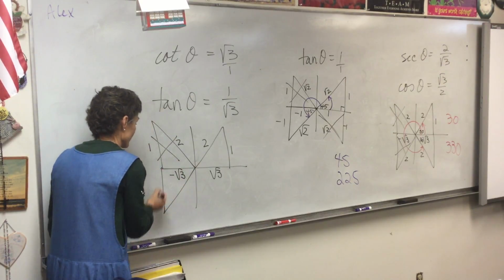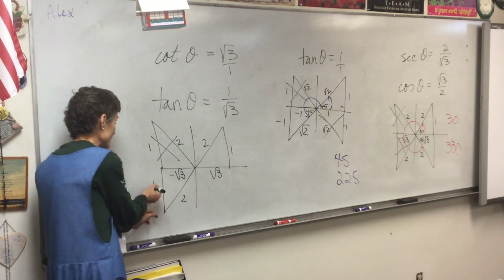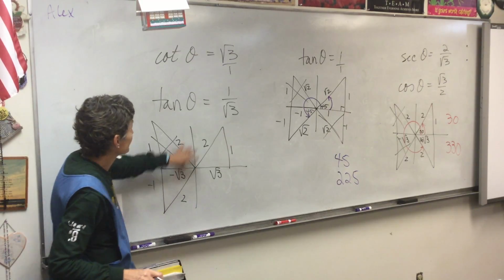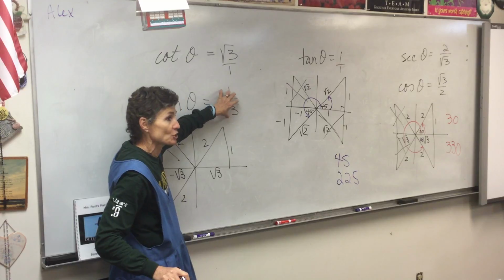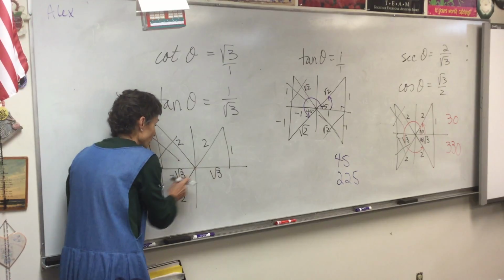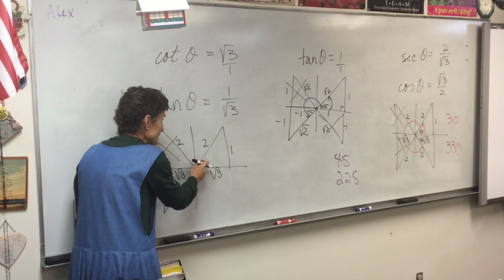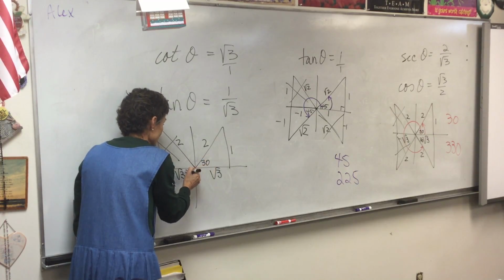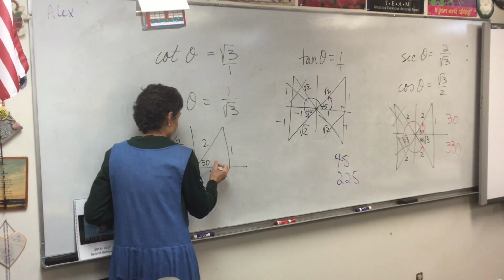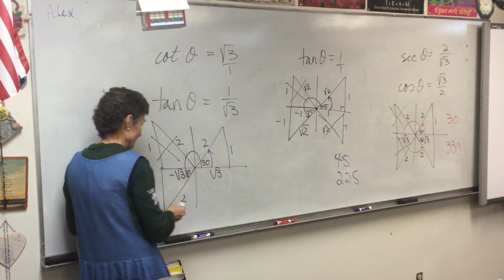One more. Let's try this one. Does that triangle make sense? Yes, because that 1 is really a negative, and when I put my negative over my negative, it will give me a positive fraction. So my answers are going to be here and here. Now, can you tell how big that angle is? 30. So is this one. Your answers are going to be that angle and this angle.